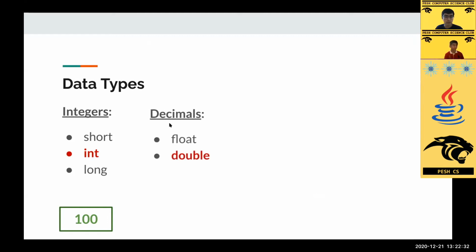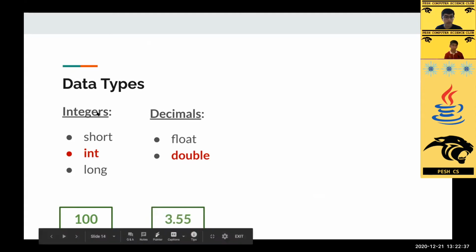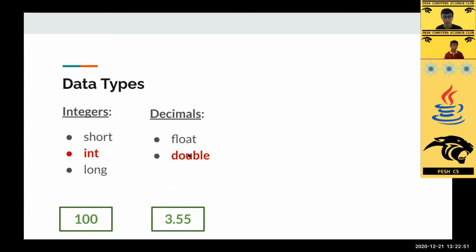But we cannot store decimals like 3.55 in integers because 3.55 is not an integer. Java has two different data types for storing decimals. It has floats and doubles. And doubles are in red because that's the main one you'll be using to store decimals.